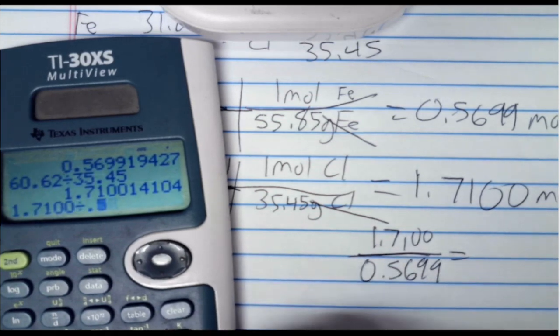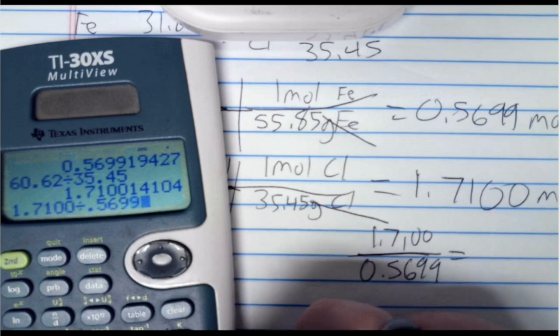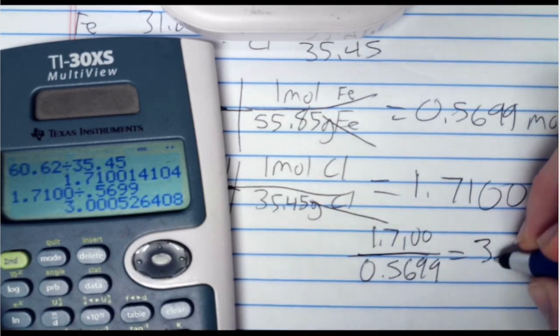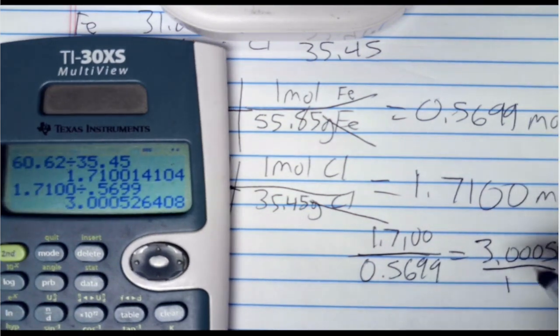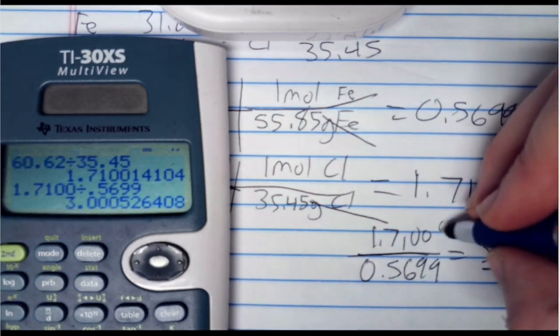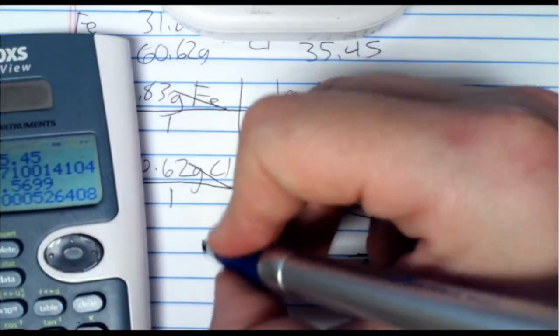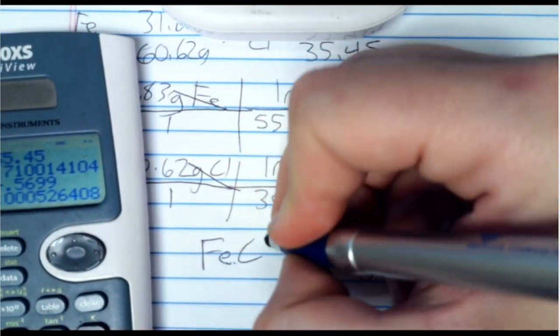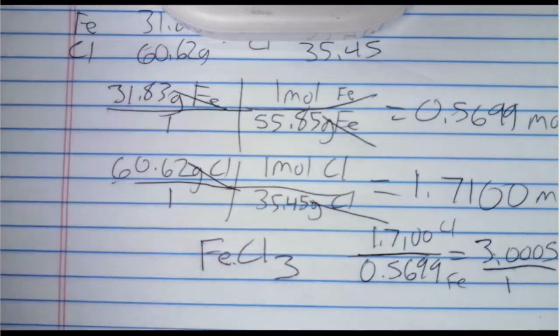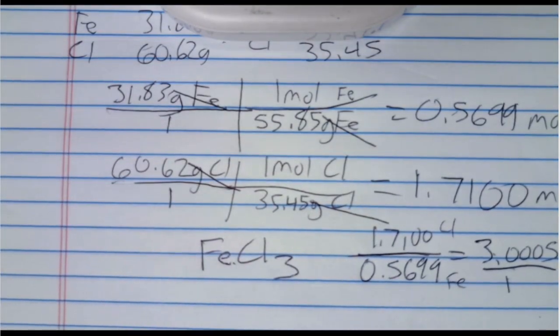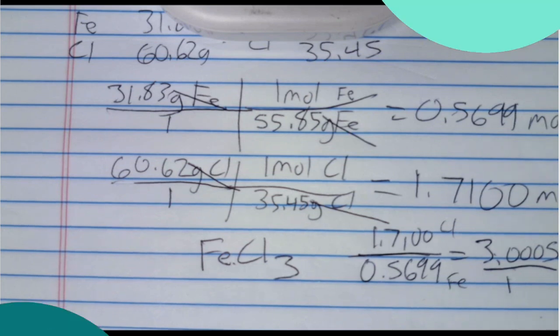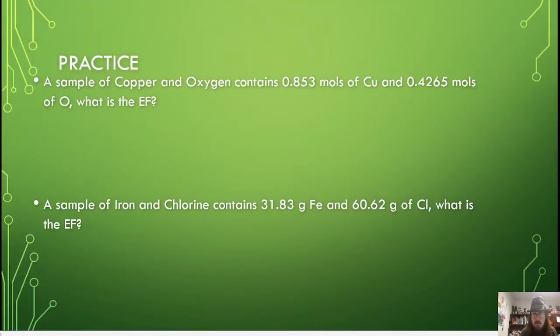1.7100 divided by 0.5699 gives us something like 3.0005. So that's essentially 3 to 1. This is chlorine, this is iron, so our empirical formula is FeCl3: 3 chlorines for every 1 iron. And that's what it must be. And we found that just by comparing the mole ratios.